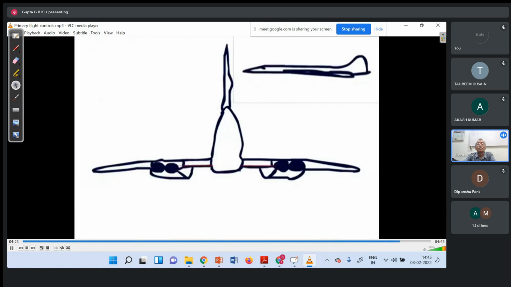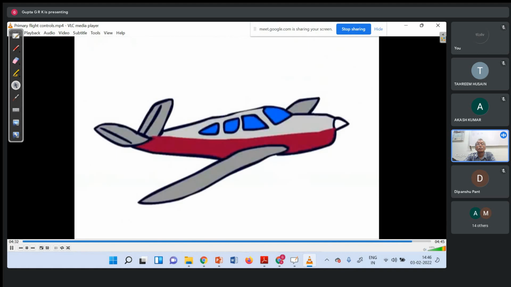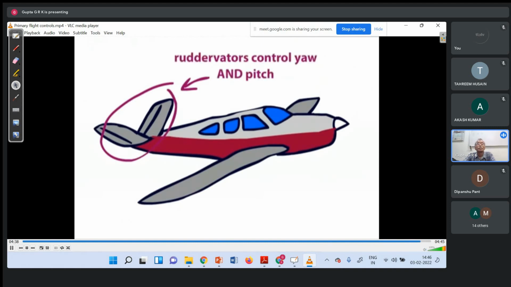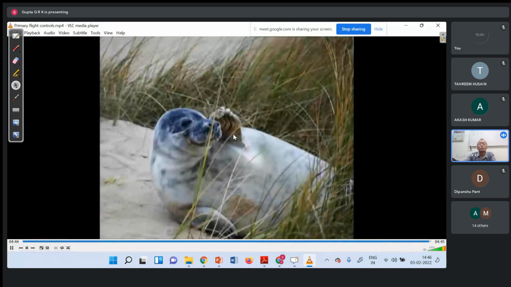They work by moving up and down together, like an elevator, for pitch control, or in opposite directions, to control roll. Similarly, you can get a V-tail, like this Beechcraft Bonanza, which combines the elevator and the rudder. That's it for now. See you next time when we will cover the fascinating subject of secondary flight controls.